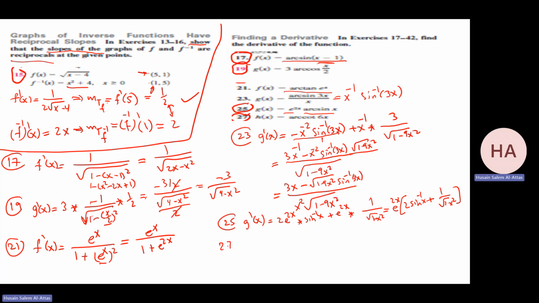Last one in this group, 27, h prime of x will be what? Arctan of 6x. That will be 1, don't forget the minus sign, 1 plus 6x squared times derivative of 6x, which is 6 with the minus sign. That will be minus 6, 1 plus 36x squared. Okay.